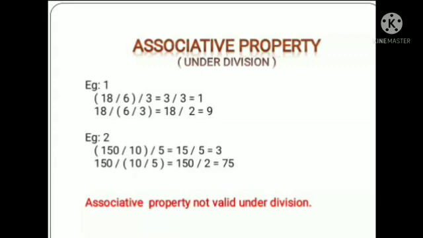Example 2. 150 by 10 by 5. First we divide 150 by 10. After dividing 150 by 10, we got 15. 15 by 5 equals 3. Now we first divide 10 by 5. 10 by 5 equals 2. 150 by 2 equals 75. 75 not equal to 3. So here we can say that associative property is not satisfied under division. Under division, associative property does not hold for all numbers.